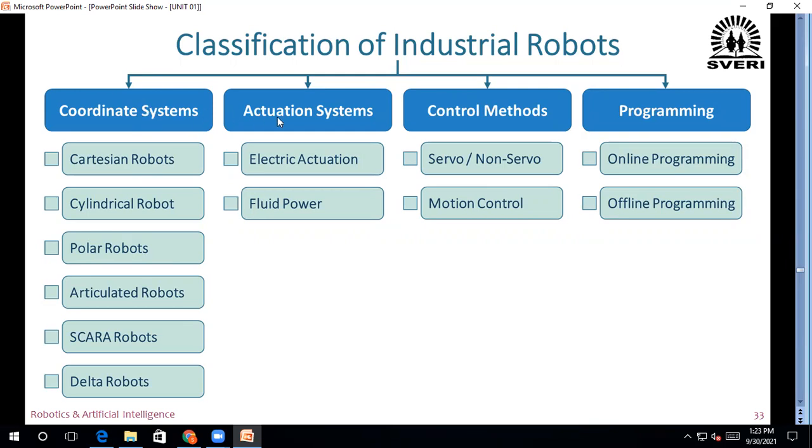Next is actuation system: electric actuation and fluid power. Then control methods: servo control, non-servo control, and motion control. And last is programming, in that online programming and offline programming. Therefore, this is the major classification of the robot.